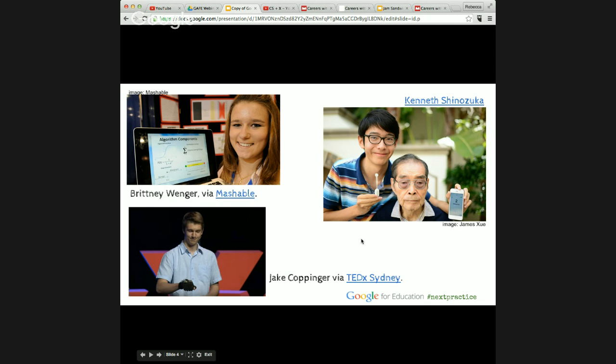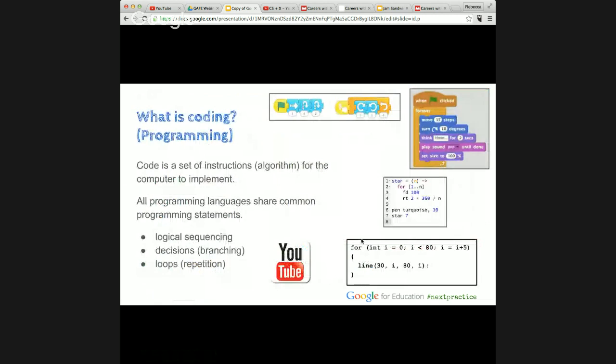Okay, so just move forward. So what is coding? Coding is also known as programming, and coding is basically the act of putting together a set of instructions for the computer to implement. And I've got some examples of different coding languages here on the screen.